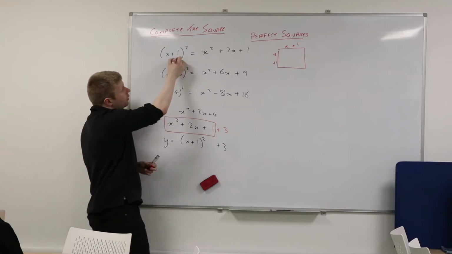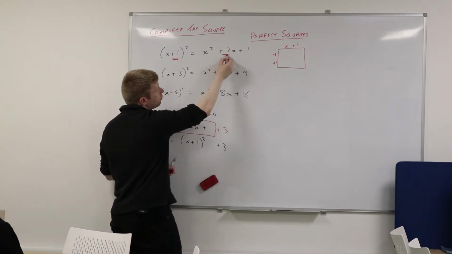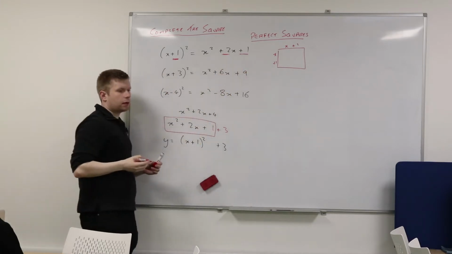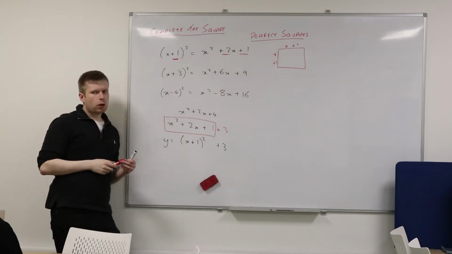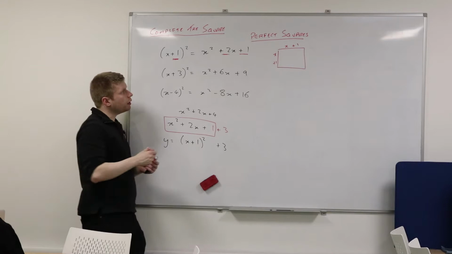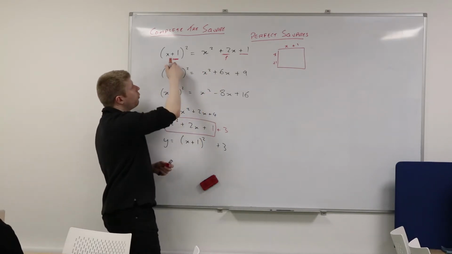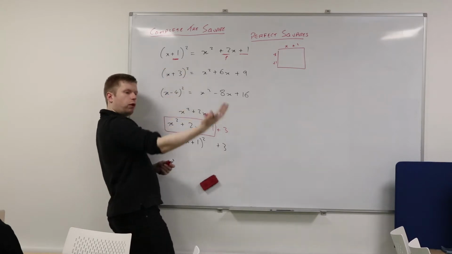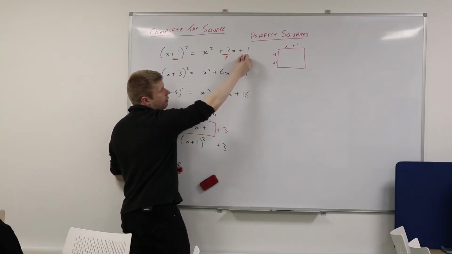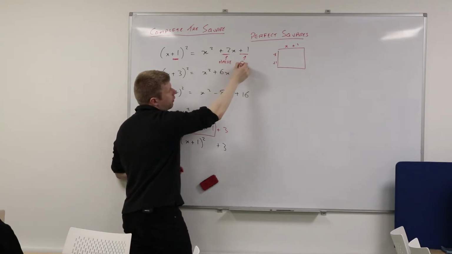Let's have a look. So I'm looking at the plus 1. Do you notice there's a relationship between this number and this number? What's half of 2? It's 1. What's 1 squared? It's 1, right? So what I'm saying is, if you halve that number, you get 1. And then if you square whatever you get, you should get that number. So halve it, square it.